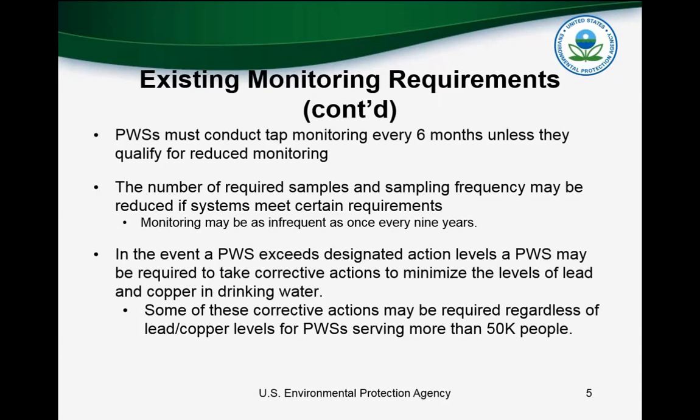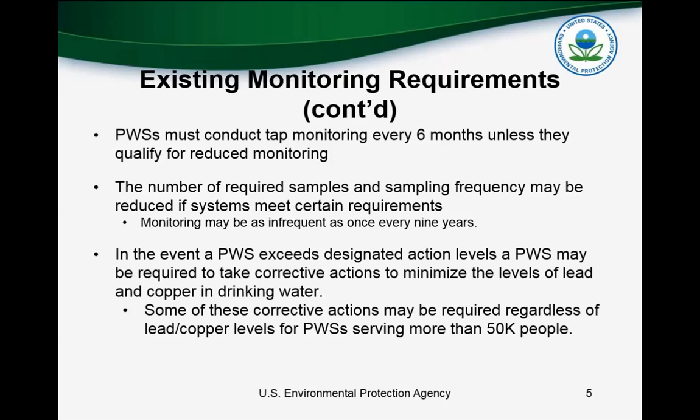Public water systems must conduct tap monitoring every 6 months unless they qualify for reduced monitoring. The number of required samples and frequency may be reduced if the systems meet certain requirements. For example, a system serving less than 50,000 people that is below both action levels for 2 consecutive 6-month periods can be reduced to annual sampling. And the monitoring may be as infrequent as once every 9 years.